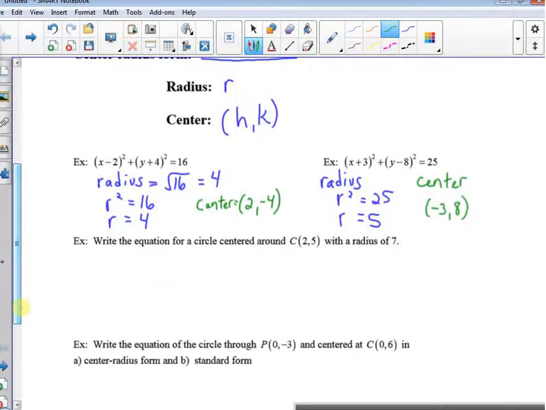Next one, write the equation for a circle centered at (2, 5) with a radius of 7. So then we would want to do the opposite. Okay, so it would be x minus 2 quantity squared plus y minus 5 quantity squared equals 7 squared, which is 49.